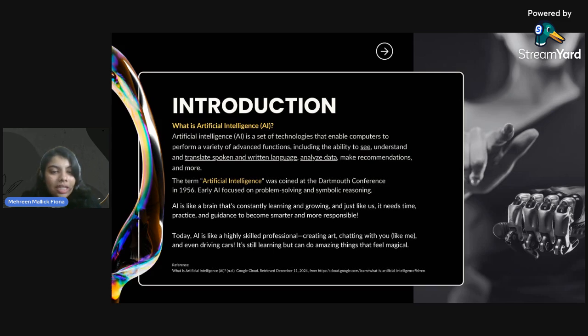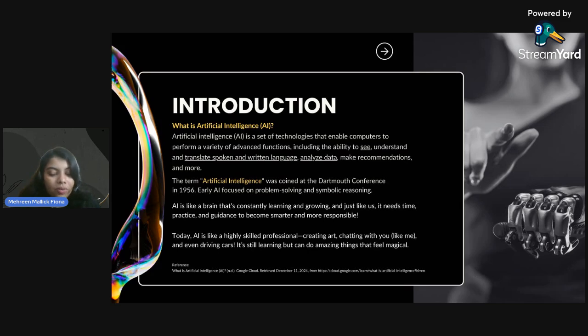So as you can see here, I have collected a definition from the Google Cloud documentation. They have curated a definition for what is an AI. They are terming AI as a set of technology that enables computers to perform a variety of advanced functions, including the ability to see, understand and translate spoken and written language, analyze data, make recommendations and more. As you can see, it is pretty much capable of doing much of the tasks of today.